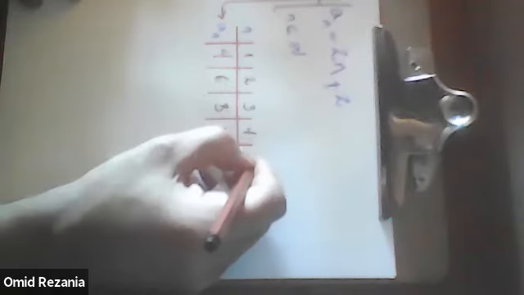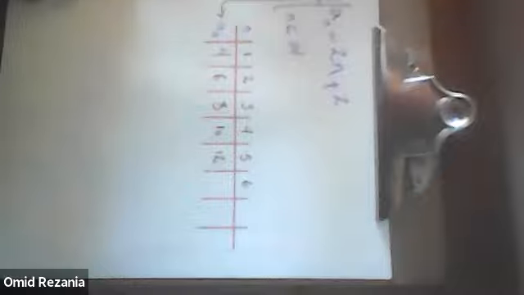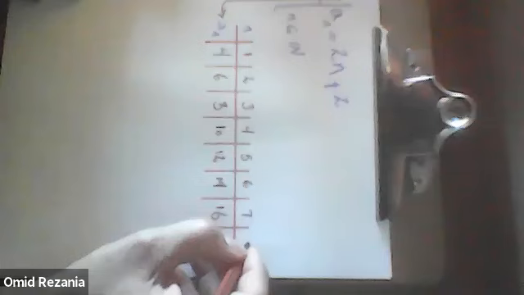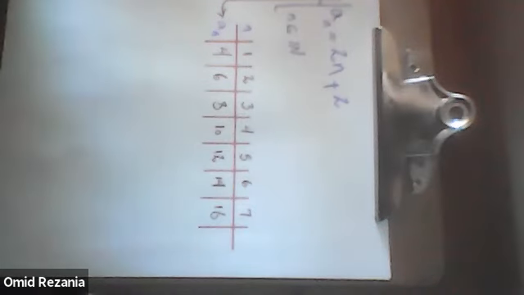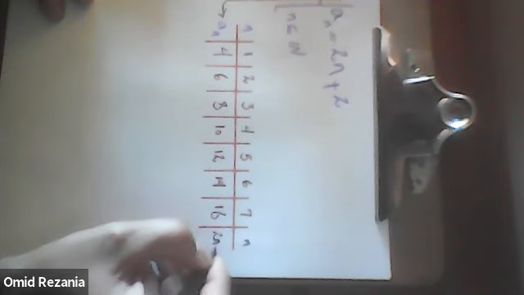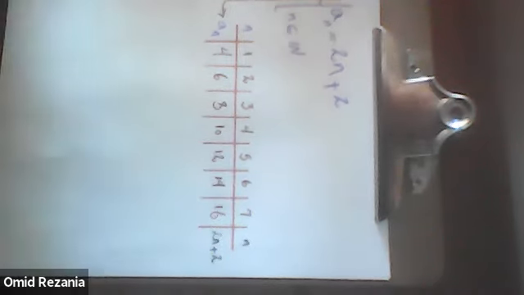How about if n is 5? 12. How about n is 6? 14. And how about if n is 7? 16. And we know that as a general, we can write for n, as you saw, it becomes 2n plus 2. That's the general form which I write.